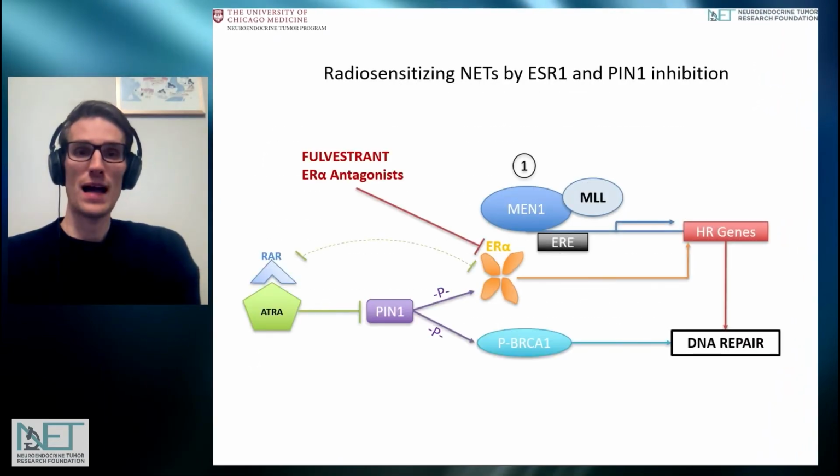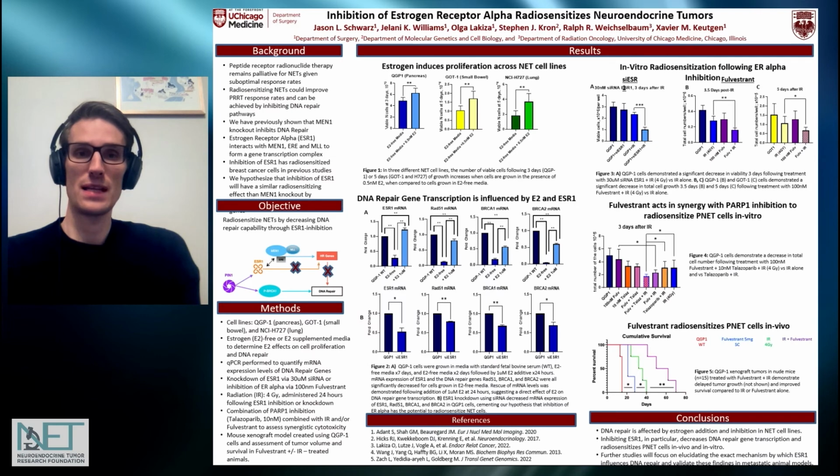So the estrogen receptor alpha effect on homologous recombination genes is another topic we're studying in the lab. And here's a poster we presented at NANETS a couple of weeks ago if you're interested.